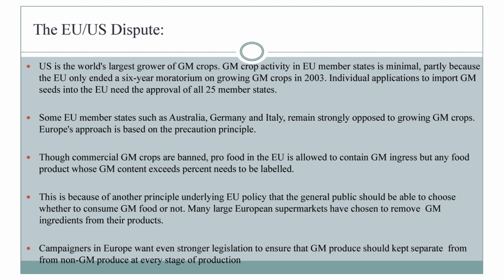Europe's approach is based on the precautionary principle. Though commercial GM crops are banned, food in the EU is allowed to contain GM ingredients, but any food product whose GM content exceeds a certain percent needs to be labeled. This is because of another principle underlying EU policy, that the general public should be able to choose whether to consume GM food or not. Many large European supermarkets have chosen to remove GM ingredients from their products. Campaigners in Europe want even stronger legislation to ensure that GM produce should be kept separate from non-GM produce at every stage of production.